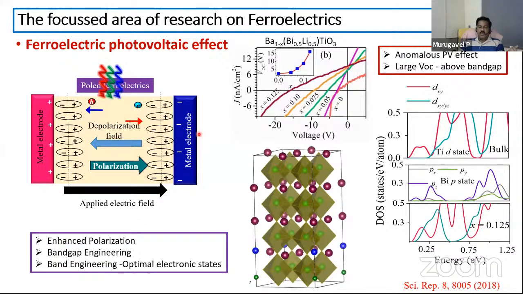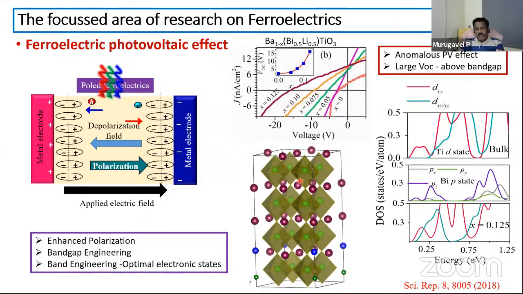Anomalous because there is no limitation on the open circuit voltage. Unlike a conventional PN junction based photovoltaic device, where the open circuit voltage cannot be more than the band gap, that restriction is not there in the case of the ferroelectric material. But a lot has to be done when it comes to the efficiency, and in order to understand what's going on in this material, we also did DFT calculations with the help of one of our members, Dr. Mananda.